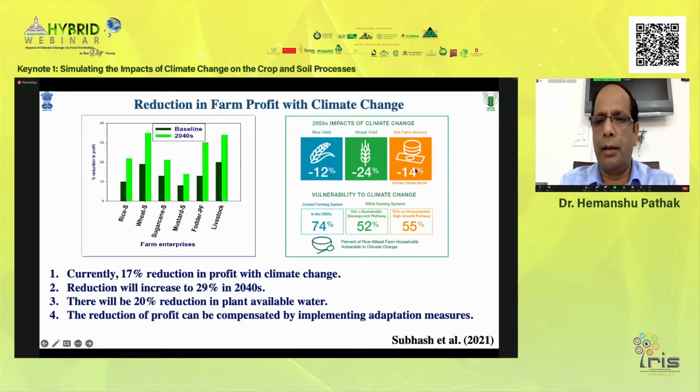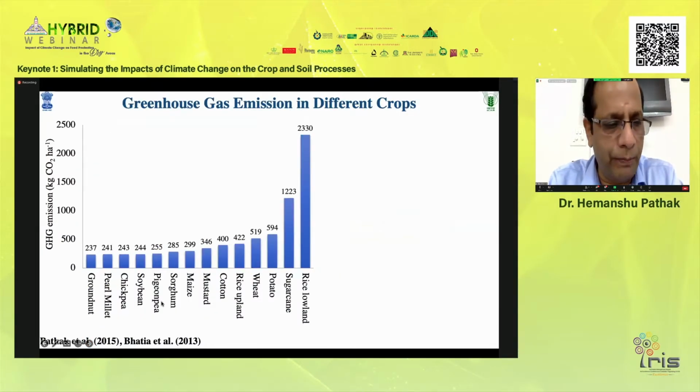This is another example for rice yield, wheat yield, and net farm income for 2050. You can see it is going to be reduced by 12% for rice, 24% for wheat, and net farm return is going to be reduced by around 14%. And these are the numbers about vulnerability to climate change and how many percent of farmers are going to be affected by the adverse change in climate.